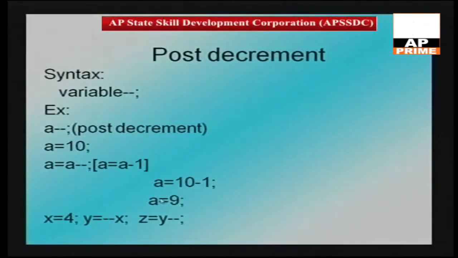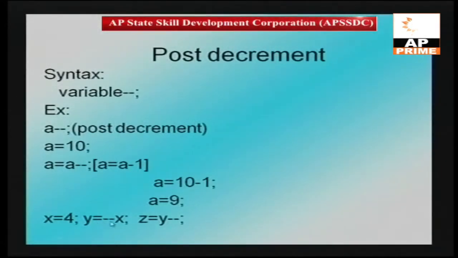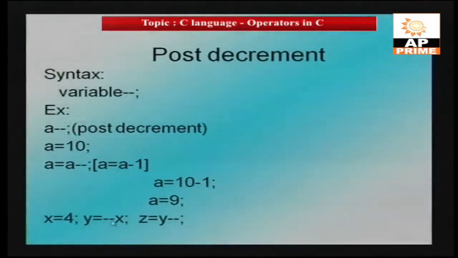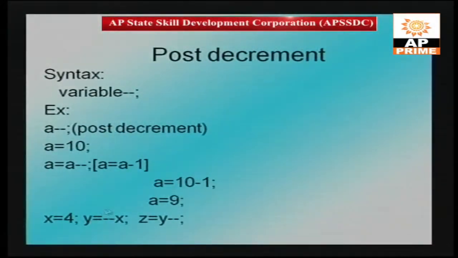But to get the difference, the expression should have 2 variables. Now here A minus minus has only 1 variable. If I have 2 variables, then only you get the difference. You see the example, x equal to 4, y equal to minus minus x. What is meant by minus minus x? Pre-decrement. Already 4 is there, 4 is decremented by 1. That means 3, x is 3. Now the 3 is sent to y. Now what is my x value? 3. What is my y value? Y also 3. X is 3, y also 3.